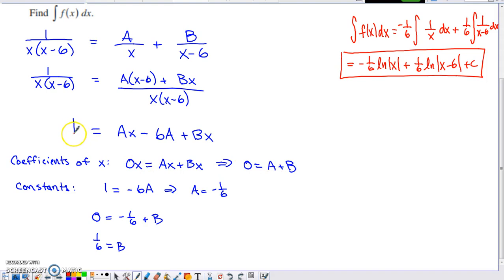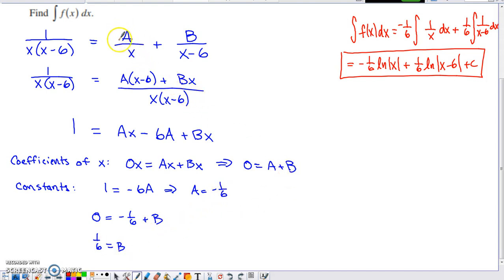And then if we equate the constants on the left-hand side of the equation with the constants from the right, the constant on the left is 1, and there's only one constant term on the right that doesn't depend on x, it's negative 6A, and that actually lets us find A right away. And then if we take that value of A and substitute it right here, we get B pretty quickly as well. So we get negative 1/6 for A and positive 1/6 for B.